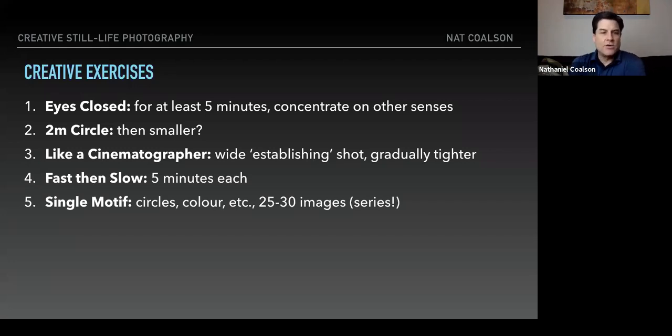This is one I call a single motif. I'm going to jump back and show you an example of this. So a single motif is a design theme, an element, right?